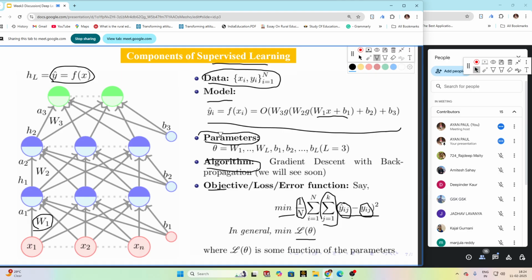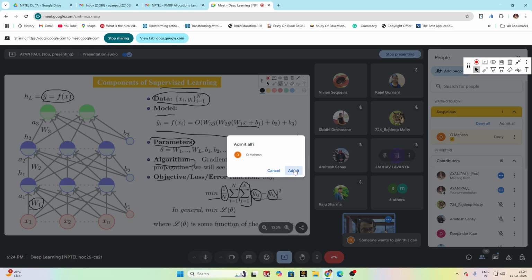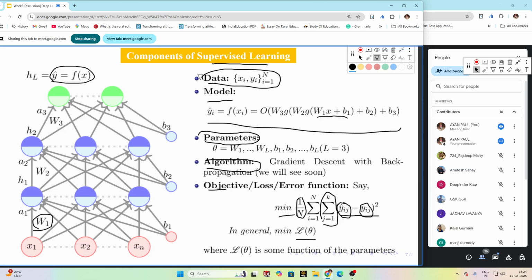Again I am repeating, the first component is the data. As this is supervised learning, you have to provide labeled data. Then you have the model. We are using a neural network, so this is the model. And then we have parameters. Parameters are nothing but your weights and bias.